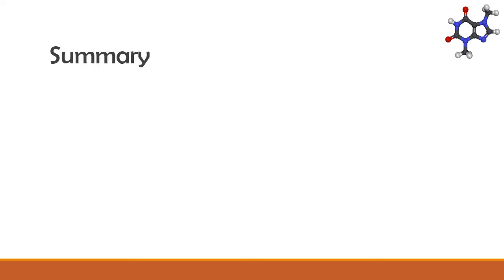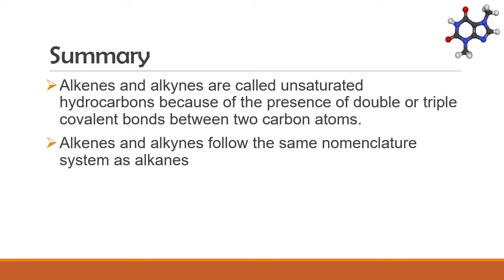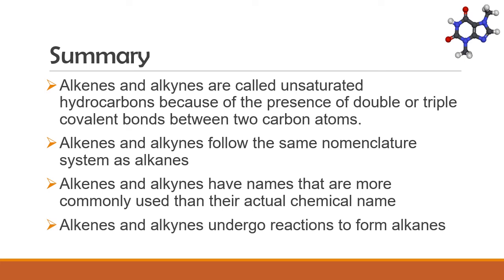And that ends our lecture on unsaturated hydrocarbons. In this lecture, we learned that alkenes and alkynes are called unsaturated hydrocarbons because of the presence of double or triple covalent bonds between 2 carbon atoms. Alkenes and alkynes follow the same nomenclature system as alkanes. Alkenes and alkynes have names that are more commonly used than their actual chemical name. And alkenes and alkynes undergo reactions to form alkanes.